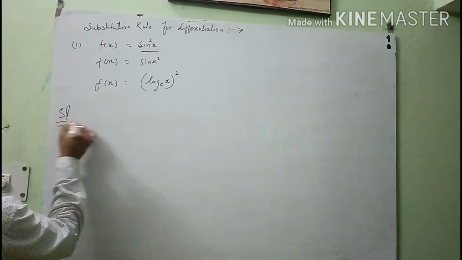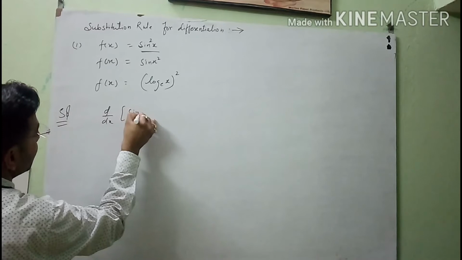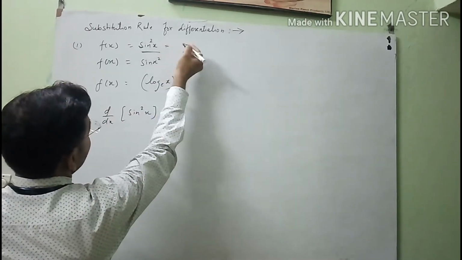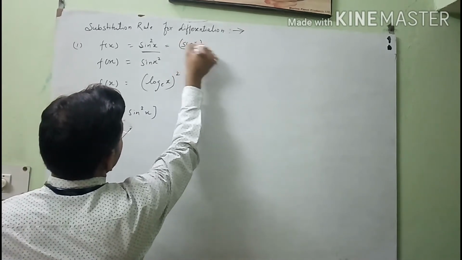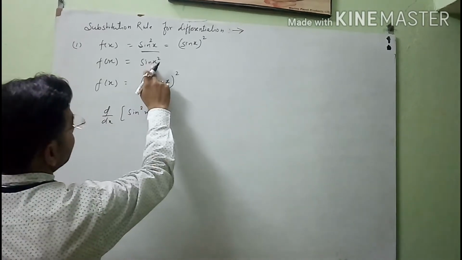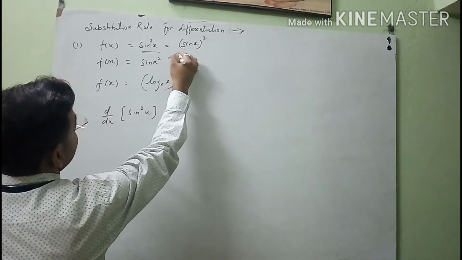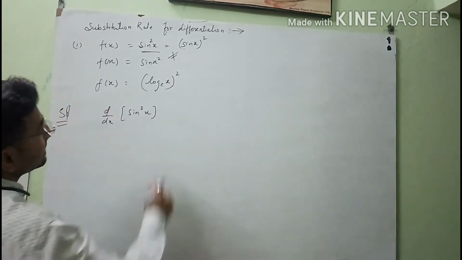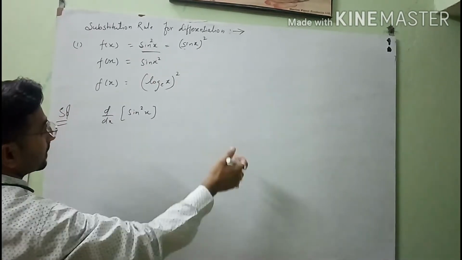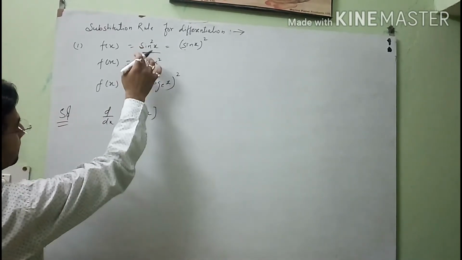So the first question which is in front of you: differentiation of sin square x. When I write sin square x, what is the meaning of that? Is it the whole square of sin x or not? This is not the whole square of sin x. Here the function is in the form of sin x square only, not sin x whole square. So please understand the difference between these two types of functions.